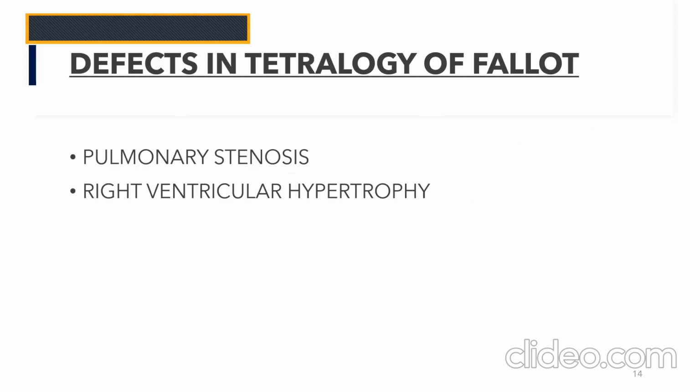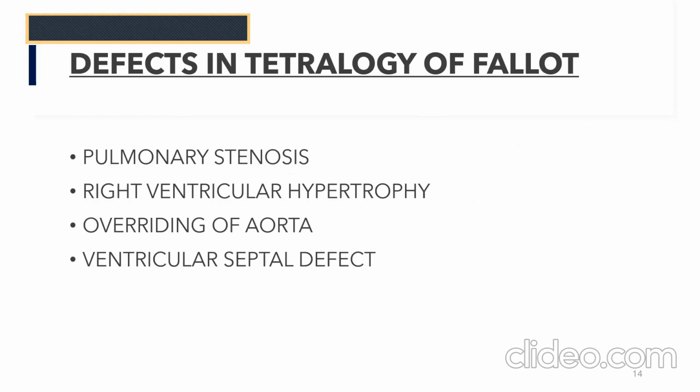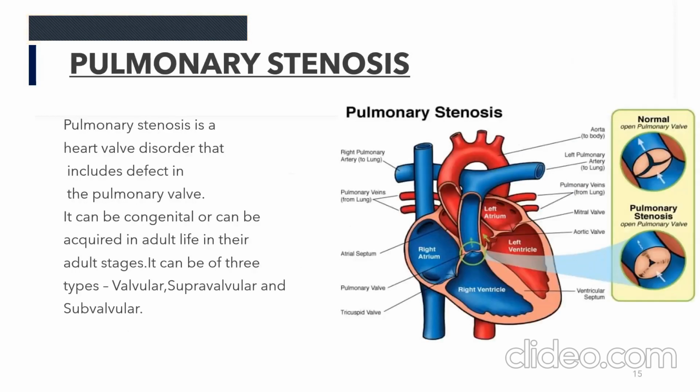So, as discussed in the case, there are four defects in the tetralogy of Fallot. The first is pulmonary stenosis, right ventricular hypertrophy, overriding of aorta, and ventricular septal defect. I will be covering the topic pulmonary stenosis.